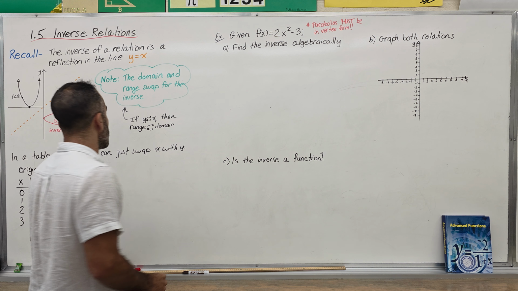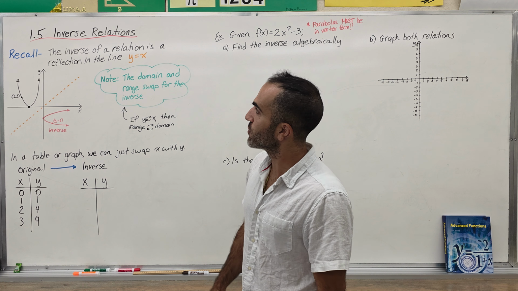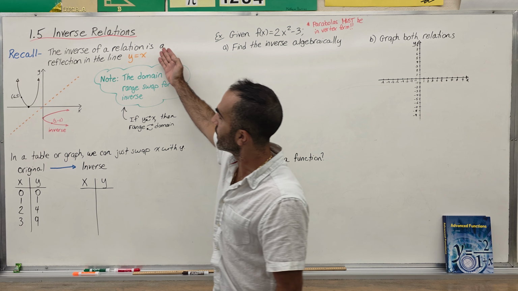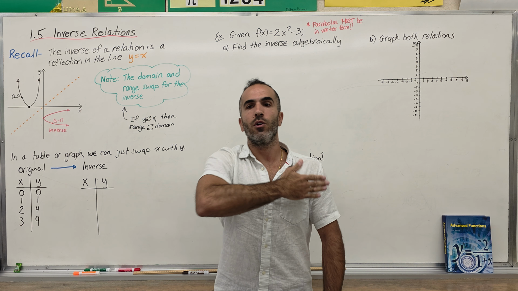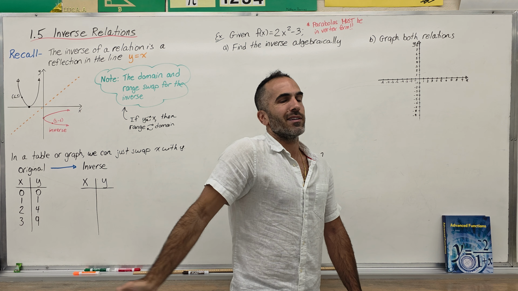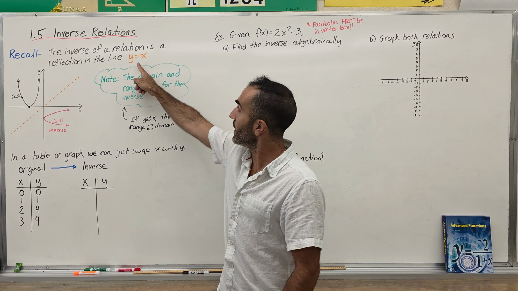Okay, 1.5, inverse relations. This is a review from grade 11, inverse relations. So just recall that the inverse of a relation is a reflection in y equals x. So we've done vertical reflections. We know horizontal reflections. Now we're doing diagonal reflections in the line y equals x.